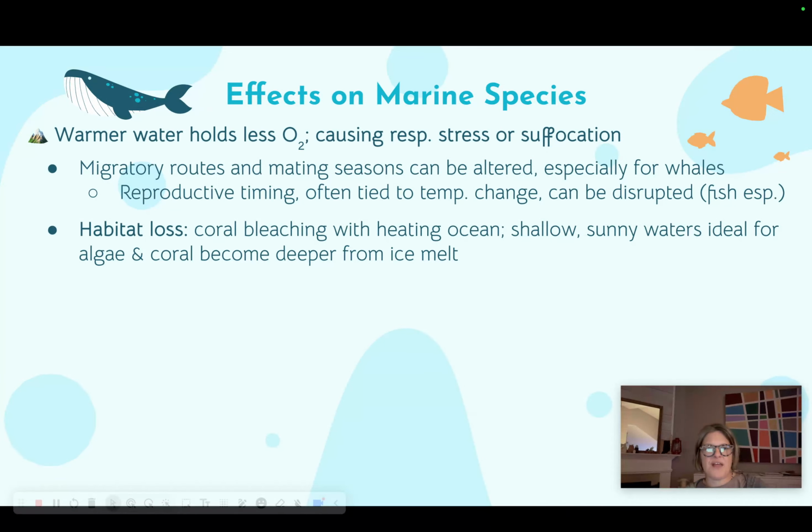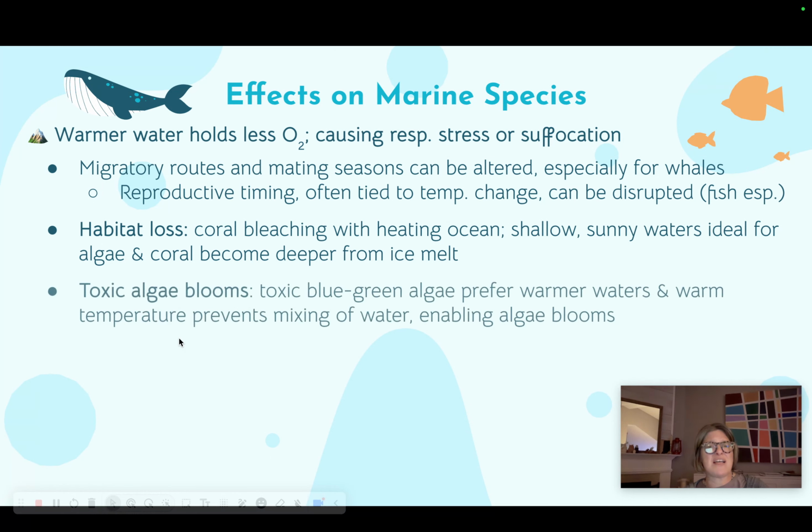These effects are also causing habitat loss. Some examples of that would be coral bleaching because of the heating ocean. The shallow, sunny waters are actually ideal for algae, so we'll see a lot more algal blooms happening. And then the coral is becoming deeper and deeper because of ice melt. That's a real problem. It's not getting the sunlight that it needs.